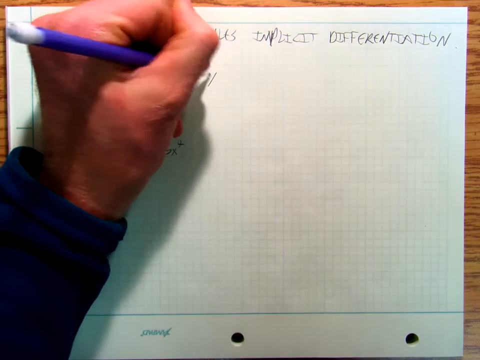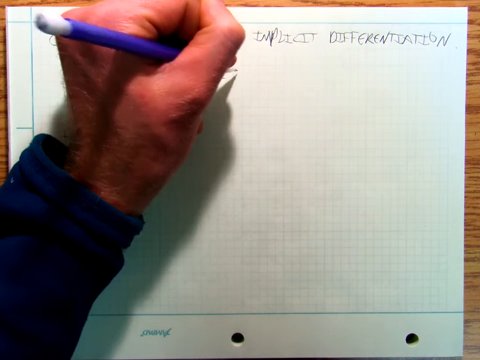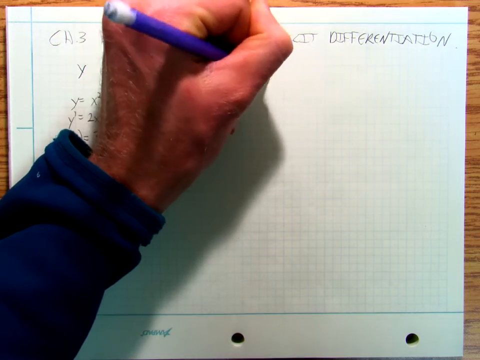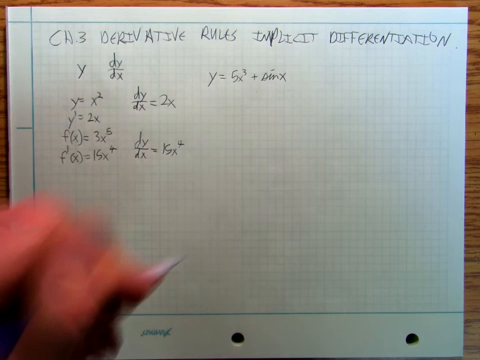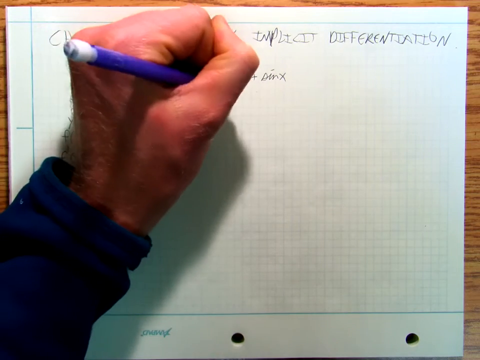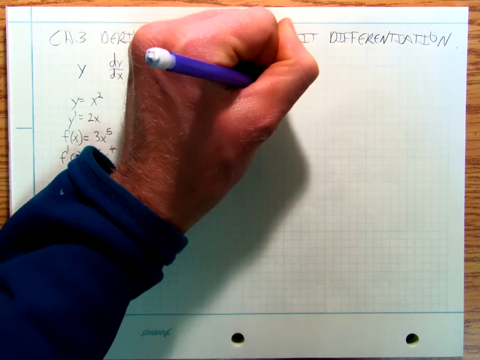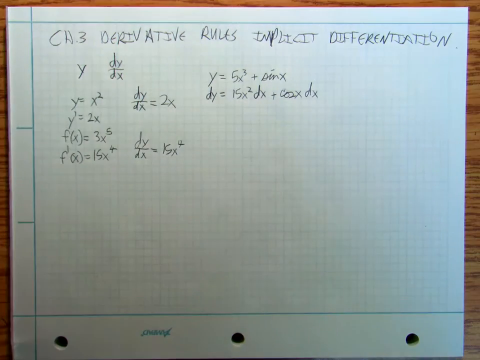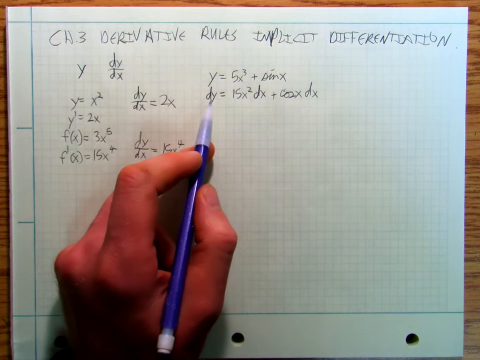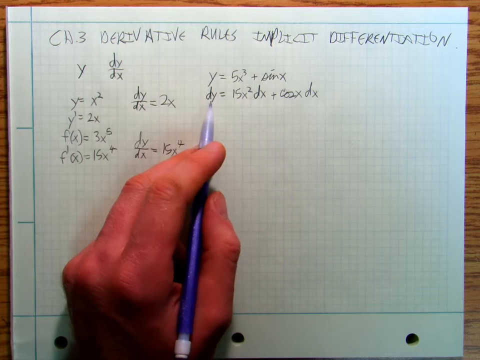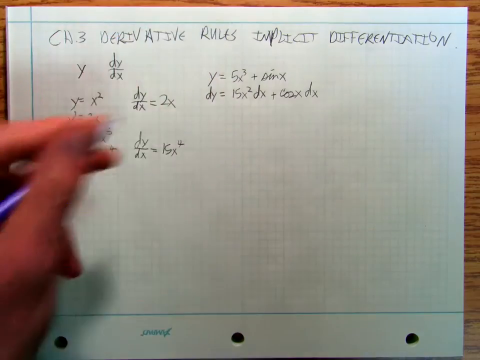So now what we're going to do is, if we say y equals 5x cubed plus sine x, I'm now going to say that dy is equal to 15x squared dx plus cosine x dx. Every single time I take the derivative, I'm going to use my derivative rules, and then I'm going to put a d whatever that was out in front.